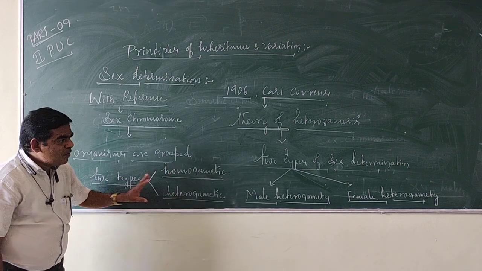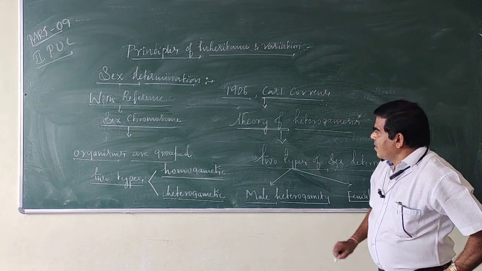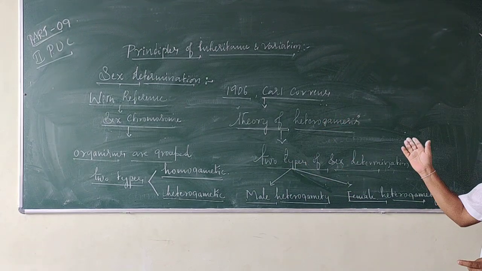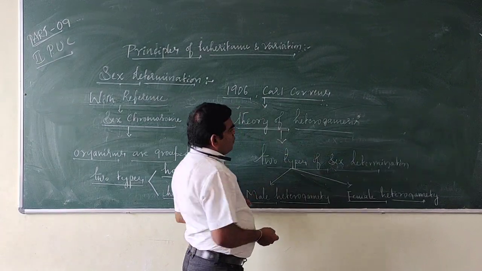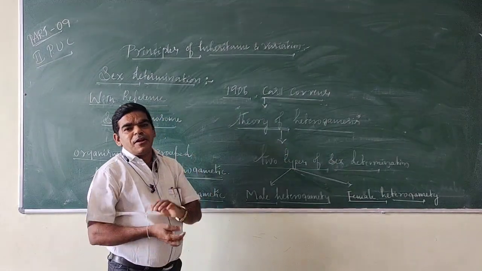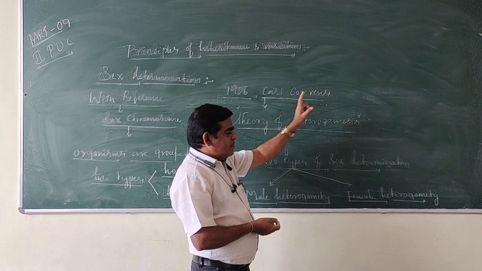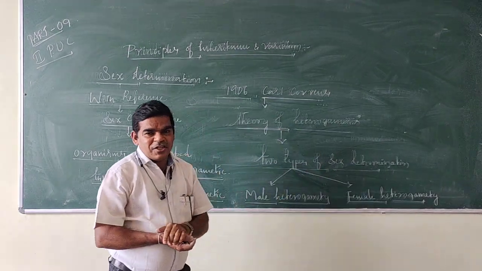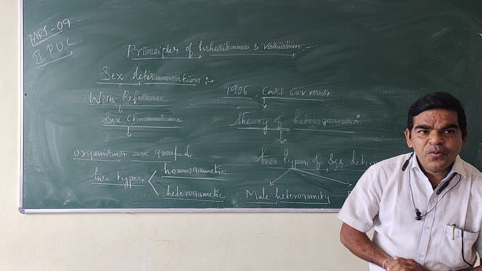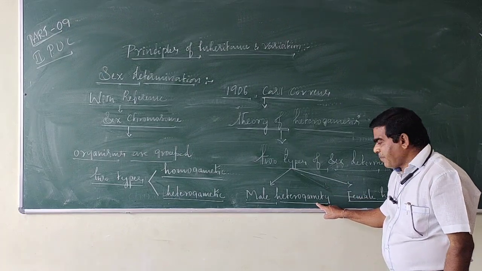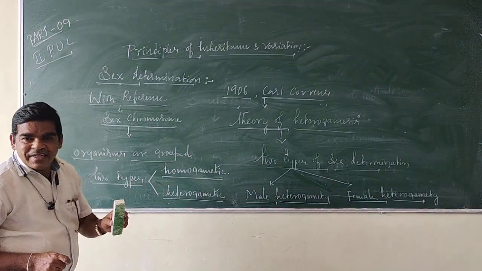So in 1906, Karl Correns proposed the theory of heterogenesis. According to this theory, there are two types of sex determination: male heterogametic and female heterogametic. Clear? Next.